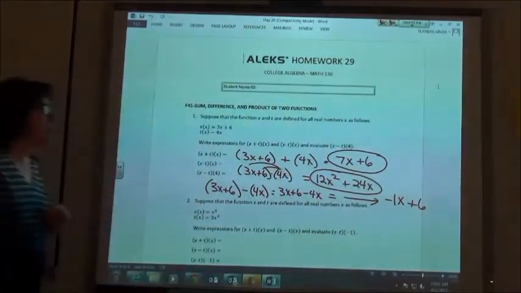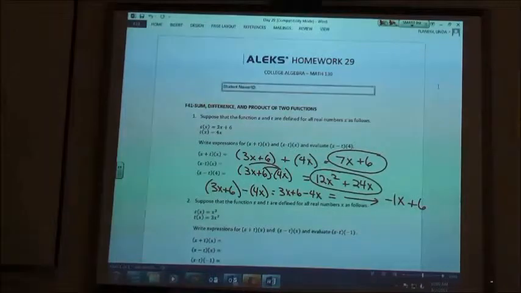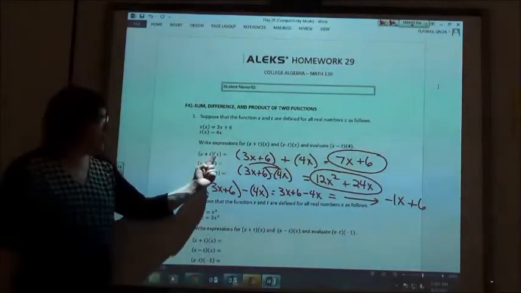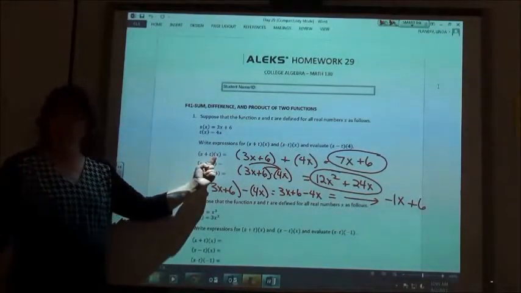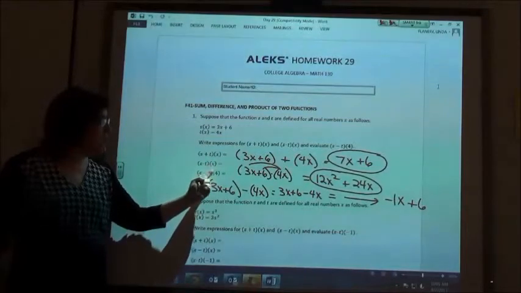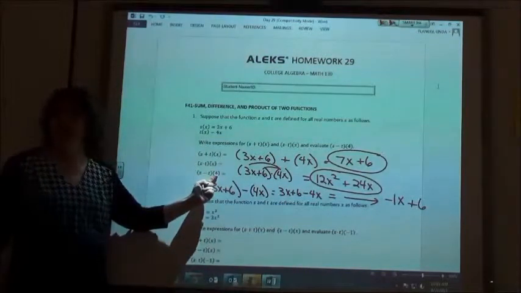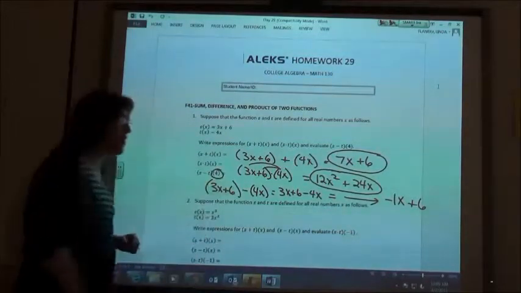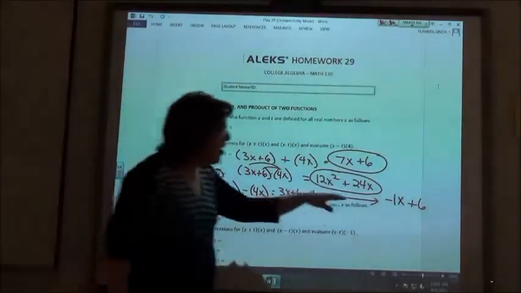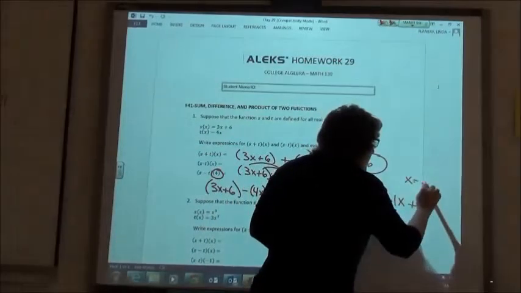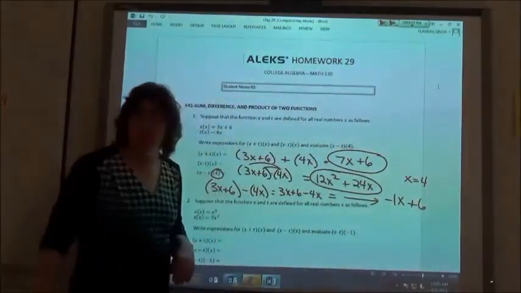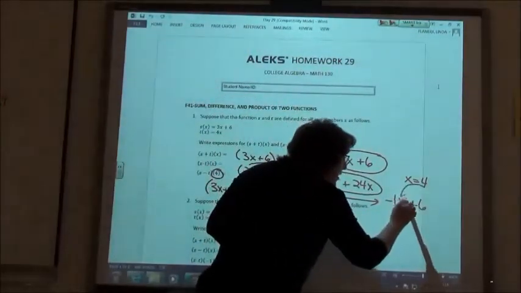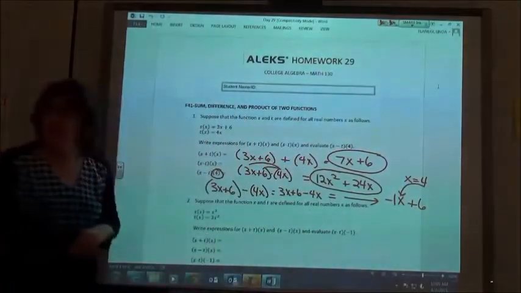Now, this one, notice, is a little bit different than the previous ones. The previous ones are telling me to leave it in terms of x, but this one is telling me to put 4 in for x. That's what that in parentheses means. So once I found my answer, I'm going to use that x equals 4, and I'm going to plug it in and then evaluate my expression.